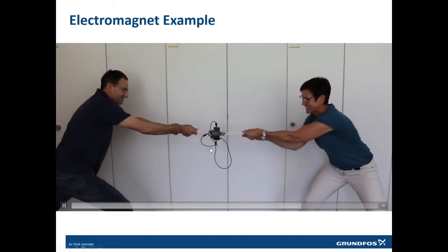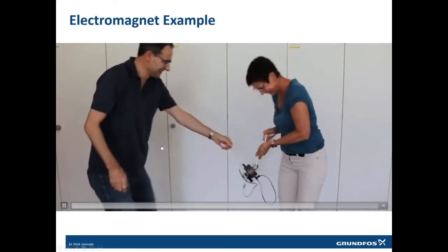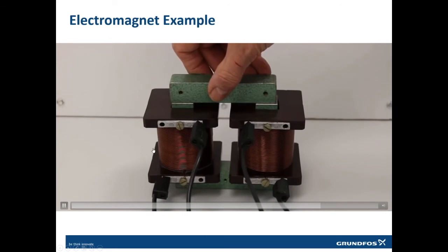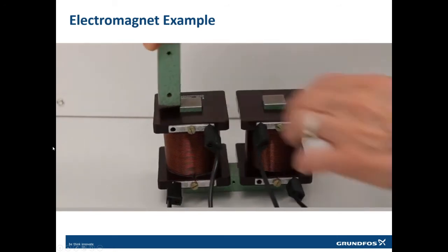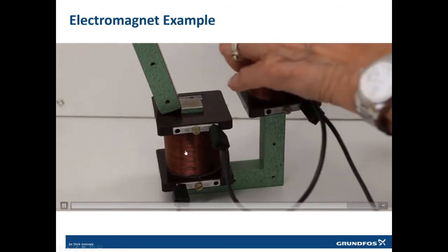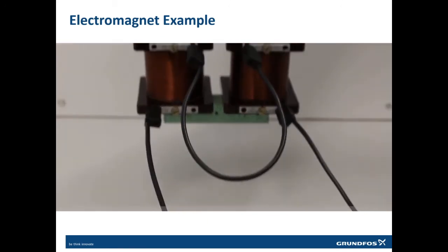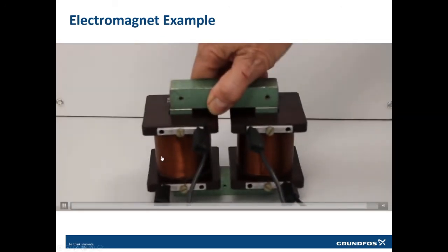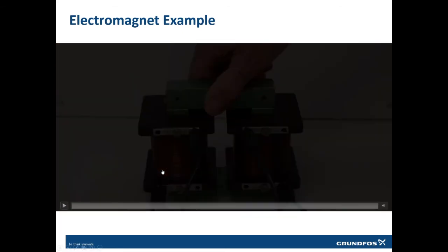Just a small battery is strong enough that these two people cannot remove these magnets from each other. So this is how strong a small electromagnet can be. And here, they are changing north and south. Earlier it was not attracting, now it will attract, and it will generate a strong force of attraction. So this is how electromagnets work, and this is the building block of our motors.